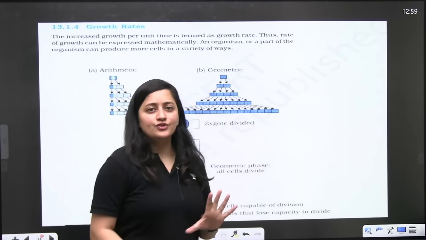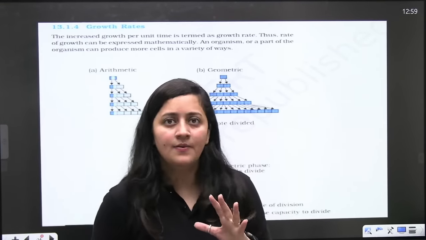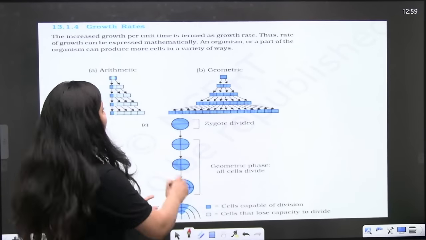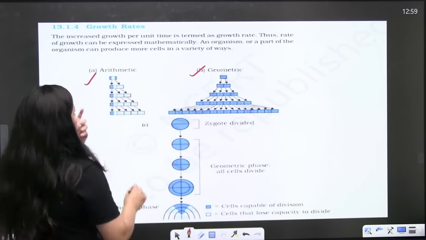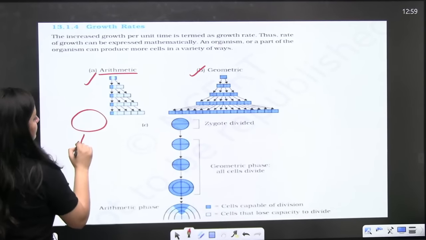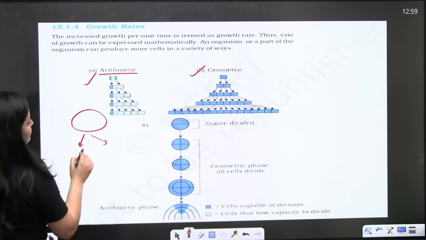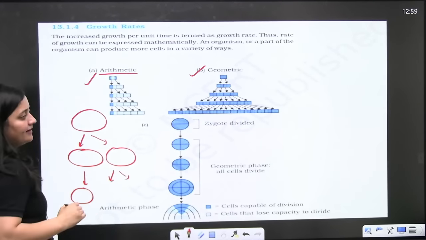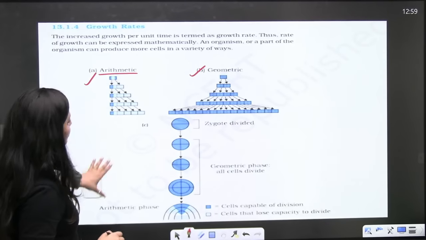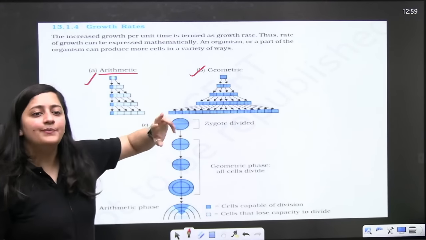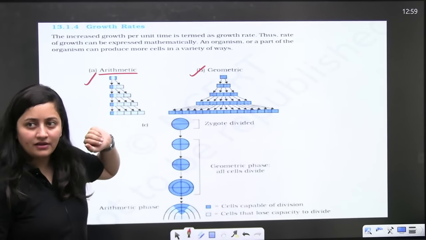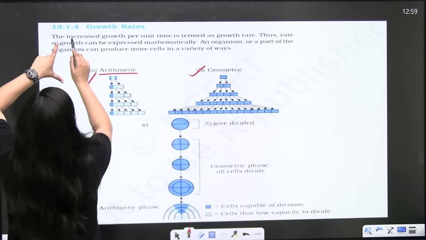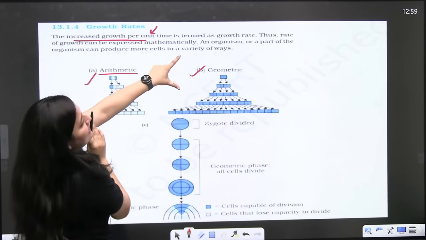So, biological nitrogen fixation done, transport in plants done. The next is plant growth and development, growth rates, very easy. Growth rates, two things are there, arithmetic and geometric. Arithmetic, see, one cell will divide, two cells are there, out of that one cell will just grow, the other cell will divide. So you can say that the growth rate is constant, only one cell will be added again and again when you are talking about arithmetic. So, the increased growth per unit time is the growth rate.